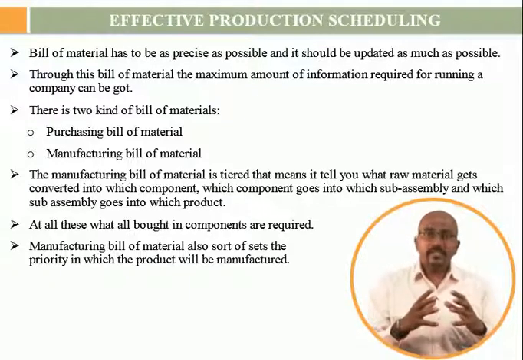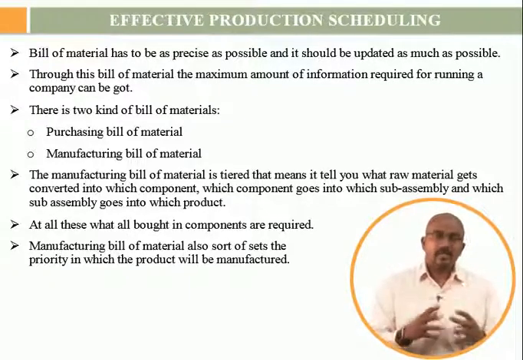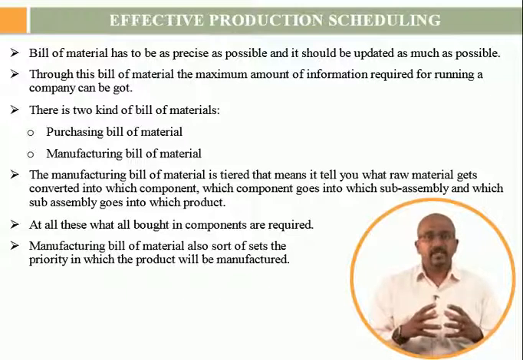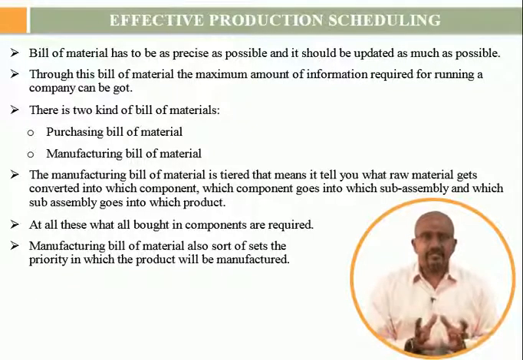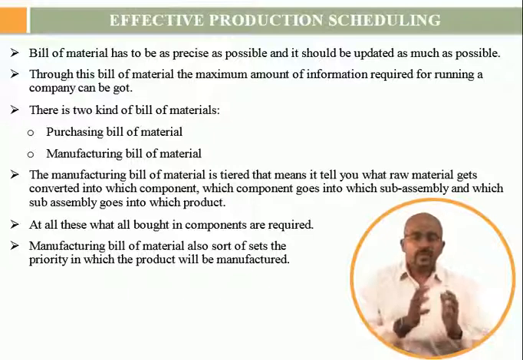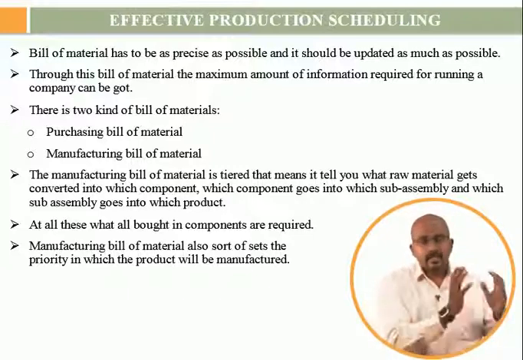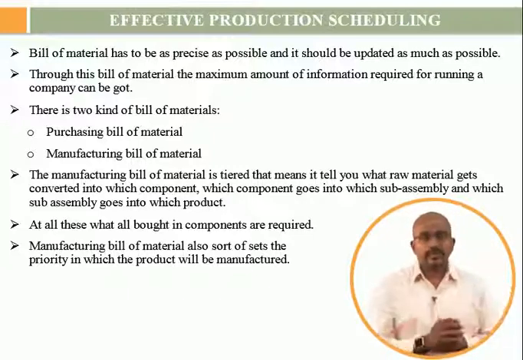So bill of material is that heart and soul of a manufacturing company, which if put in nicely and simply can actually reduce the cost of operations of a company tremendously. So we need this bill of material. And then the third thing I said was the routing part.